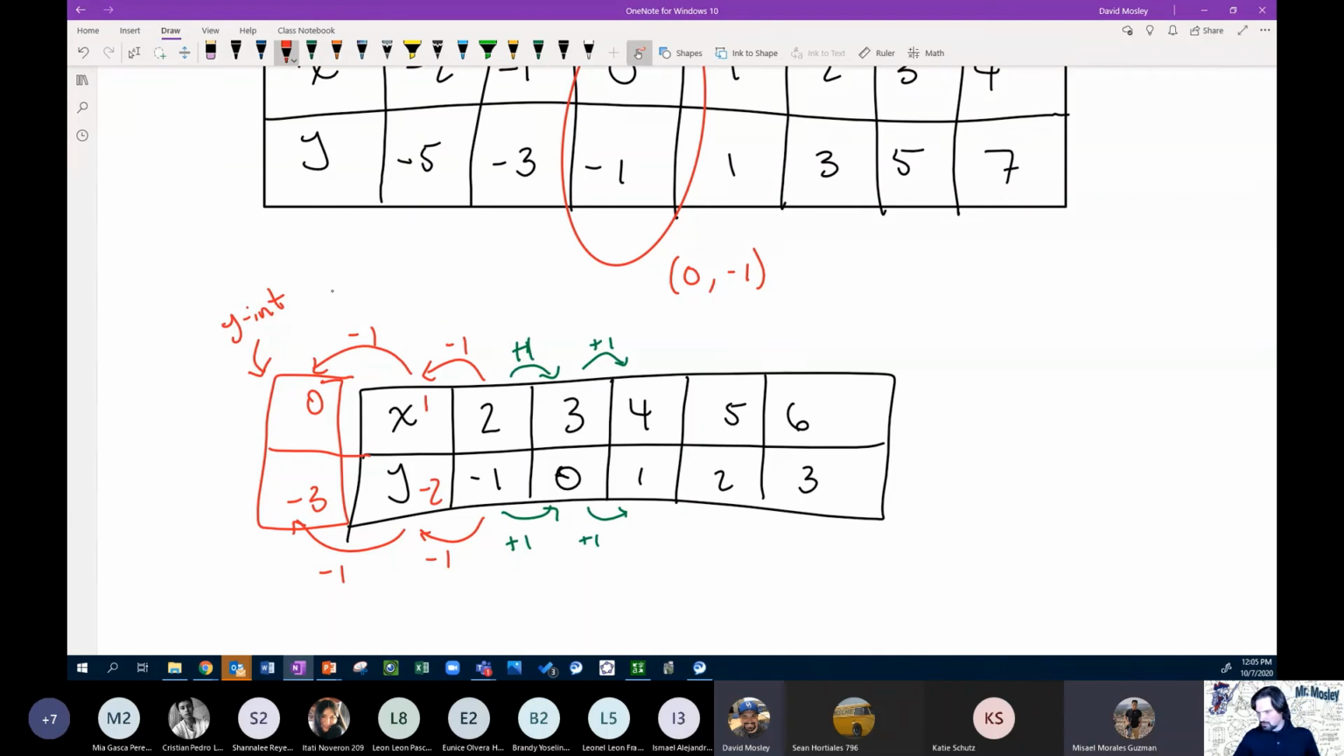En pocas palabras, muchachos, si no hay un valor de X en 0, lo buscamos. ¿Okay? Para encontrar el valor del y-intercept. Por ejemplo, en la segunda tabla no tenemos un valor de X en 0, restamos menos 1, menos 1, menos 1, hasta llegar a 0 en X. Y el número de Y que corresponda a ese 0 es el número del y-intercept.